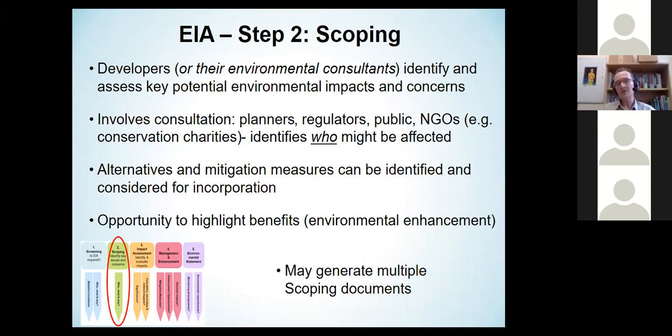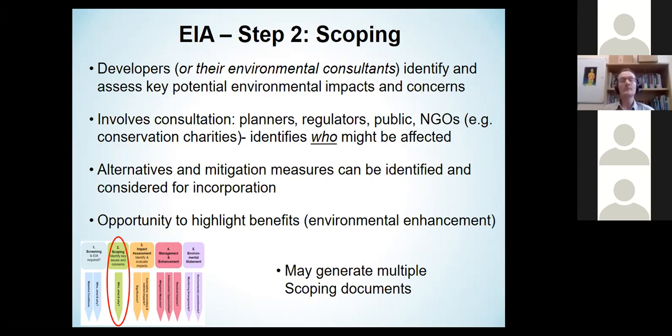But if we proceed to the scoping stage, or the second stage in the EIA, this is where the developers, or more likely their environmental consultants, take things further and identify the key potential environmental impacts and their concerns. So this usually involves a consultation process with planners and regulators, so the Environment Protection Agency or the equivalent, but also public consultation. So members of the public are invited to make comment on their concerns for any kind of development that's being proposed. Non-government organisations, for example, conservation charities, will also be consulted to see what their views are on the project.